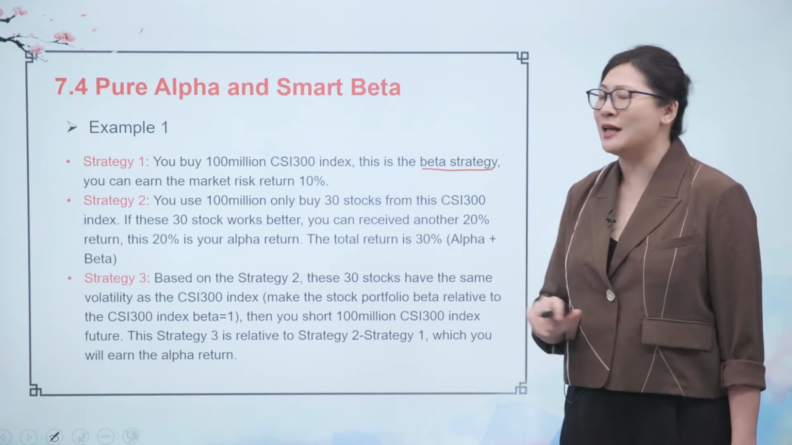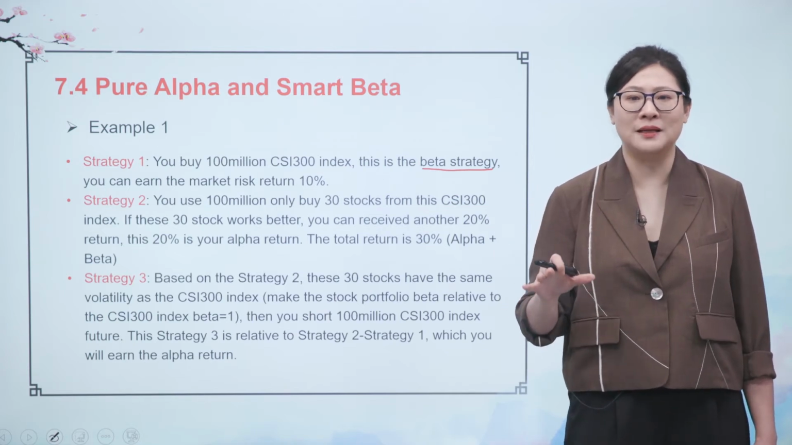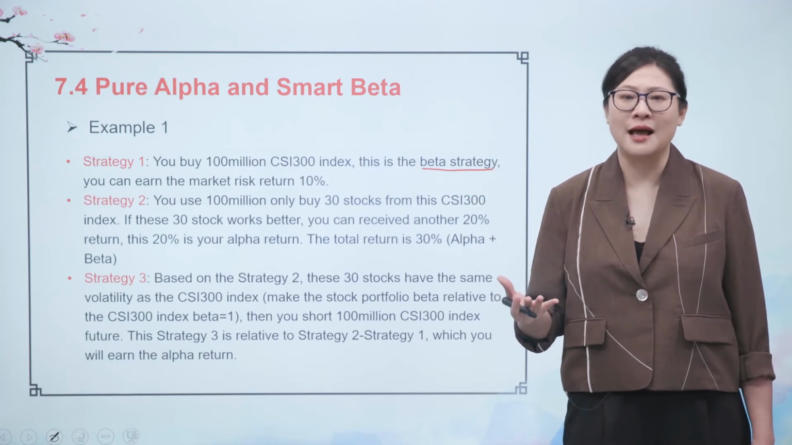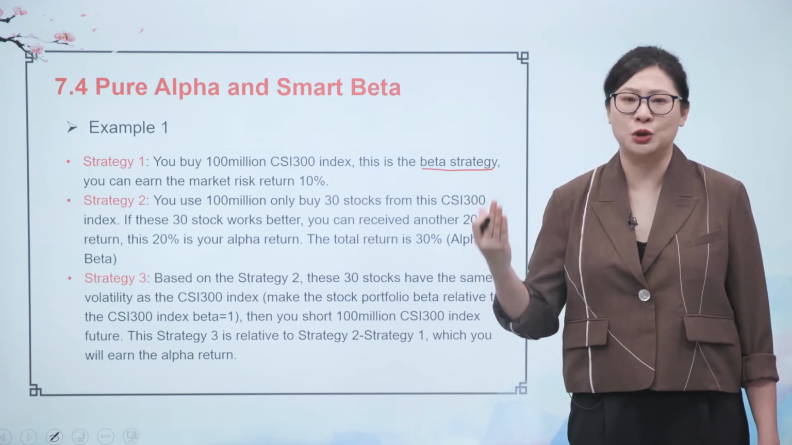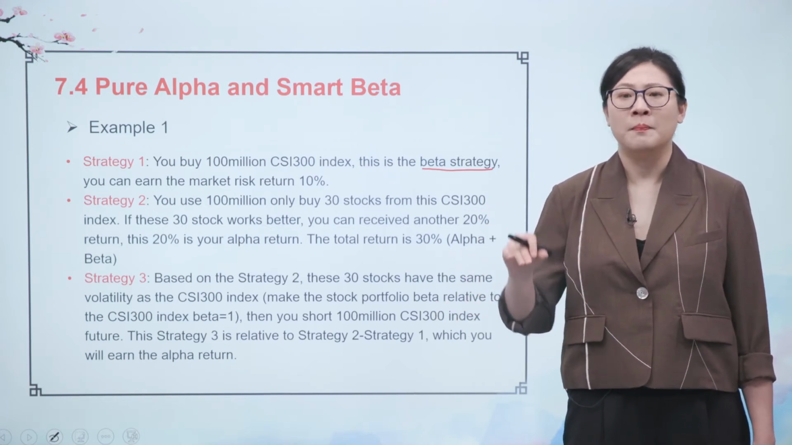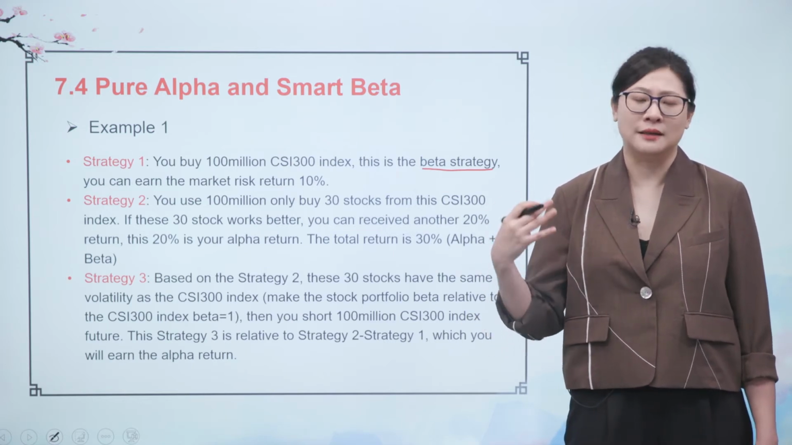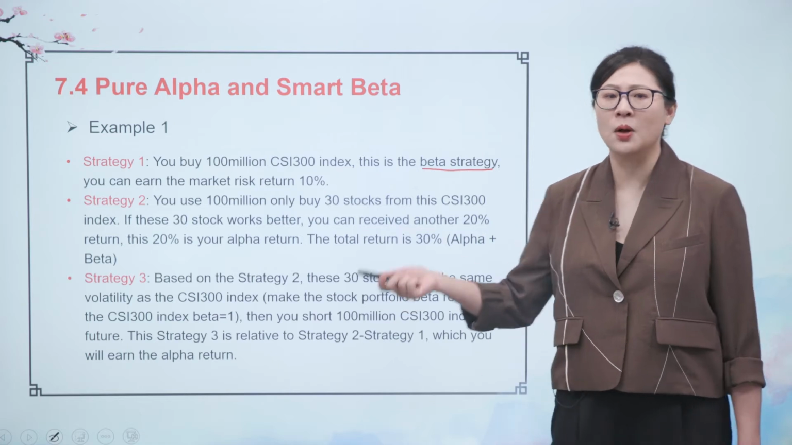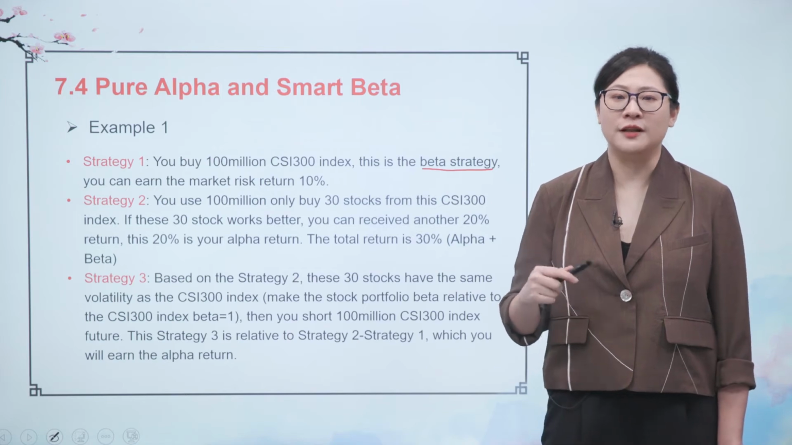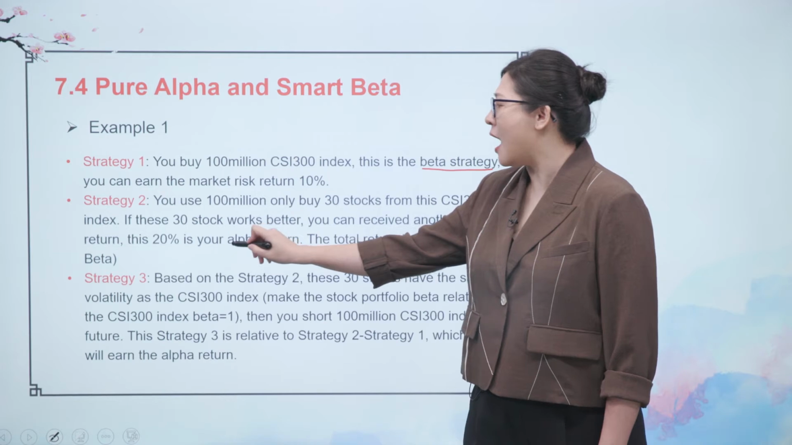And the second strategy is you use this 100 million to buy only 30 stocks from this CSI 300 index. For this CSI 300 index, there are 300 stocks. You only choose 30 from these 300 based on your strategy. That strategy may be based on different styles like value style, size style, or volatility, etc. So if the 30 stocks you choose work better, you can receive another 20% return. So this 20% return is your alpha return.